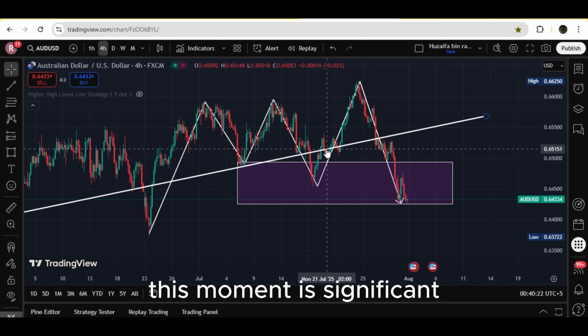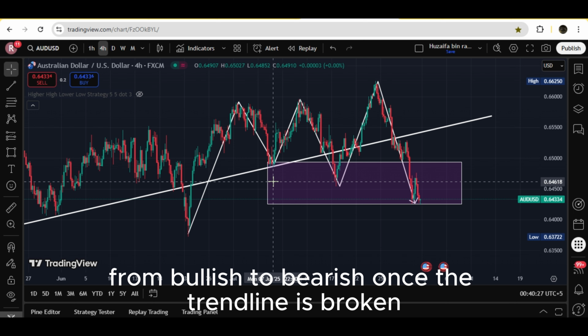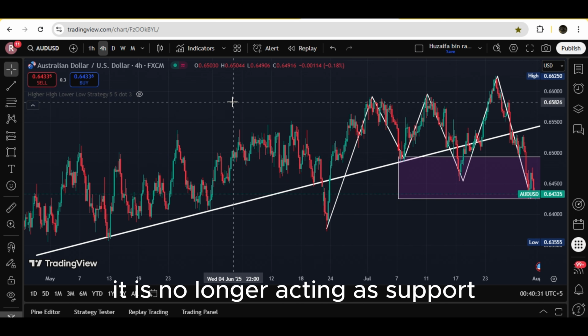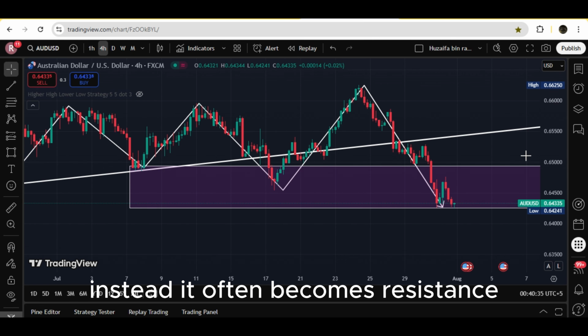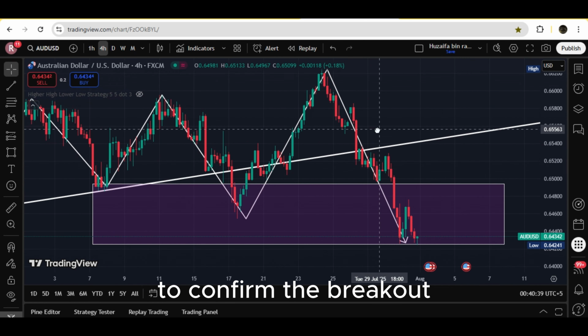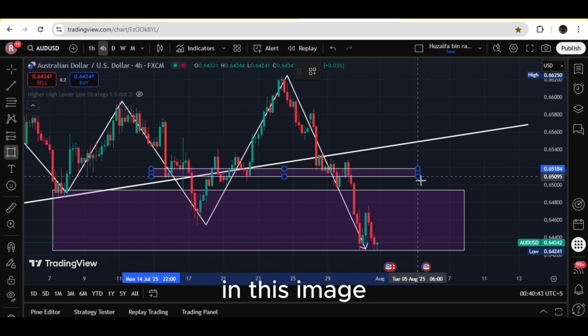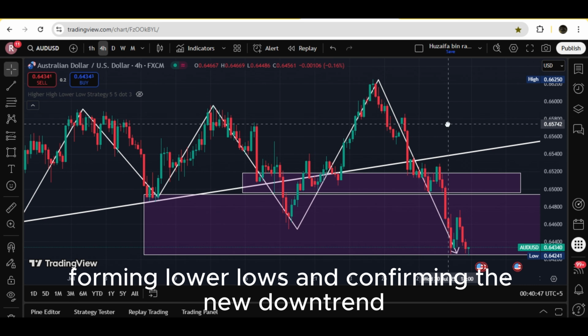This moment is significant. It signals a shift in market sentiment from bullish to bearish. Once the trend line is broken, it is no longer acting as support. Instead, it often becomes resistance, and many traders anticipate a pullback toward the line to confirm the breakout before entering short positions. In this image, after the breakout, price continues to fall sharply, forming lower lows and confirming the new downtrend.